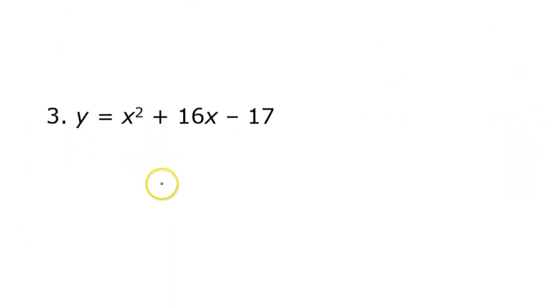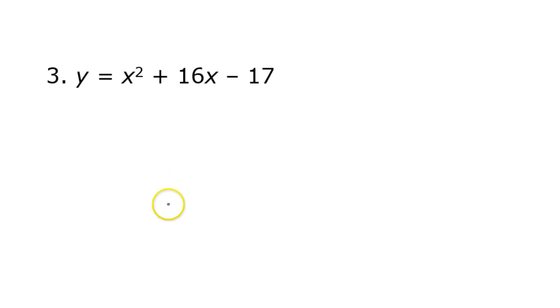Okay, let's look at number 3. This problem is the same. So again, pause the video right now and try to do this problem by yourself. I'm going to assume that you did that.